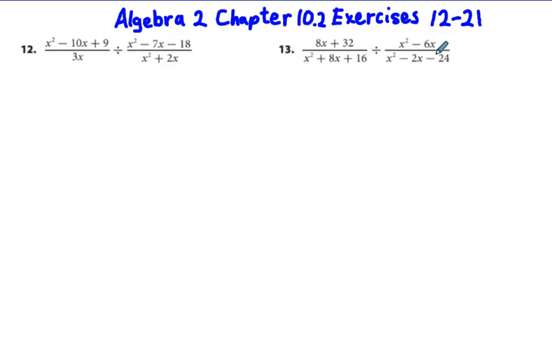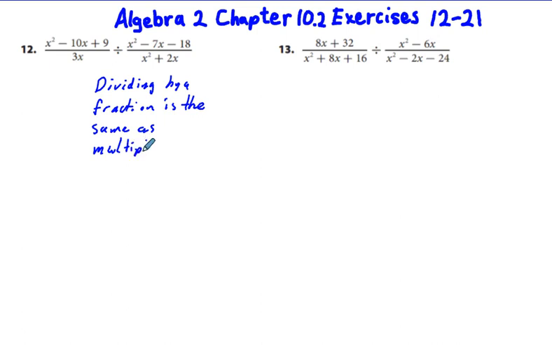So we have a division problem here, and the first thing I'll remind you of is that when you're dividing by a fraction is the same as multiplying by its reciprocal.